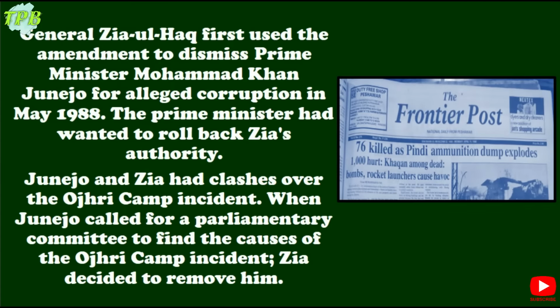General Ziaul Haq first used the amendment to dismiss Prime Minister Muhammad Khan Junejo for alleged corruption in May 1988. The Prime Minister had wanted to roll back Zia's authority. Junejo and Zia actually had clashes over the Ojri camp incident. When Junejo called for a parliamentary committee to find the causes of the Ojri camp incident, Zia decided to remove him because he did not want the parliament to interfere in the matters of army.